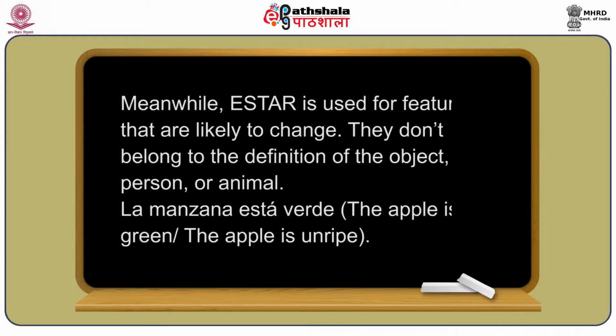Meanwhile, estar is used for features that are likely to change, which means they don't belong to the definition of the object, person, or animal. Features associated with estar are temporary. For instance, la manzana está verde. Now here, la manzana está verde means the apple is green, which means the apple is unripe. So the current status is that it is green, but later on it will change into red. Once it is red, that status remains, so it will always be red.